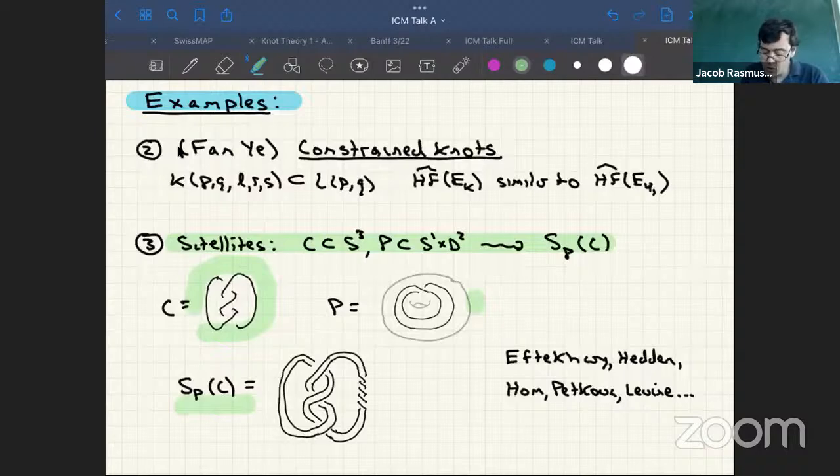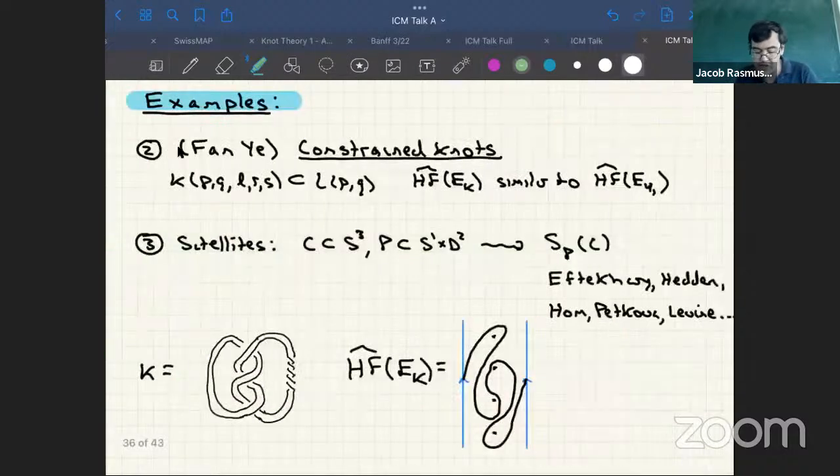The Floer homology of this situation has been much studied by Eftekhary, Hedden, Hom, Petkova, Levine. It's a very interesting situation. And in fact, using this, you can get much more interesting curves. For example, HF hat of the exterior of this cable here looks like this.